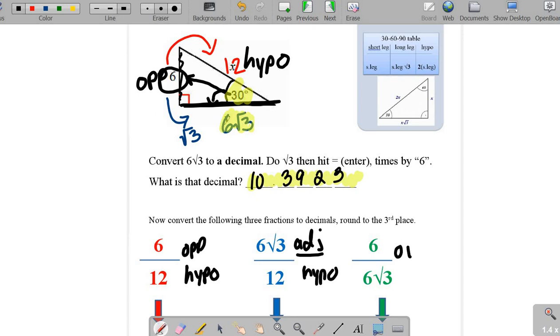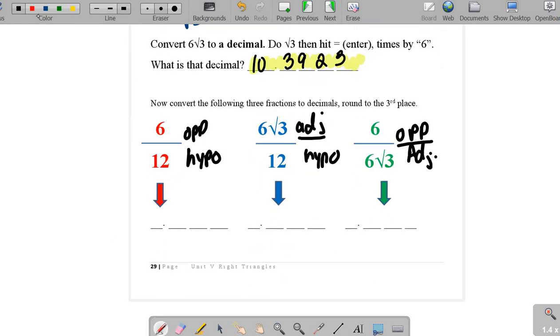6, we've labeled it the opposite. And 6 root 3, the adjacent side. Why is that adjacent? It's adjacent to the angle we're working with. We're going to get these 3 decimals. The first one's easy. 6 divided by 12 is a half, so it is 0.5. This one, we're going to do 10.3923 divided by 12.